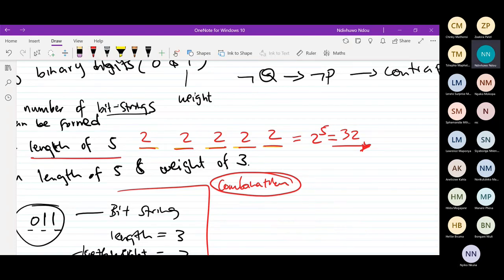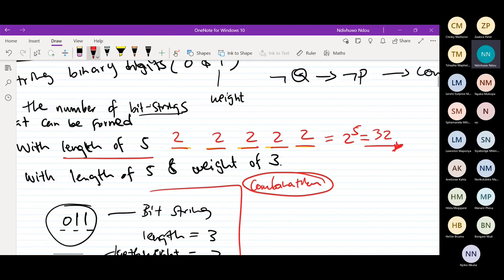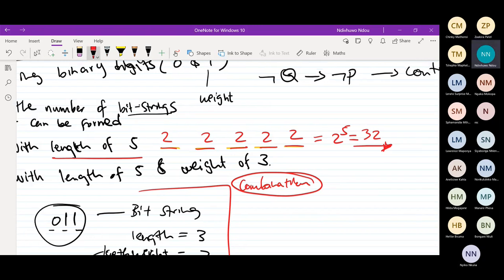But if you are selecting something, the order does not matter because you are just selecting. You're saying, okay, this is a group of 5 students, I'm just going to randomly select. So the order does not matter. So it introduces combination.